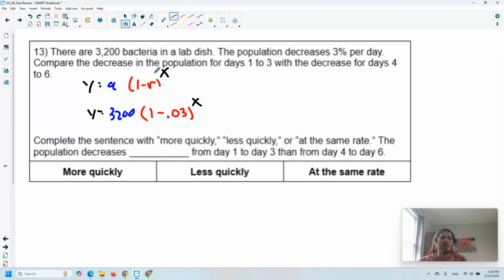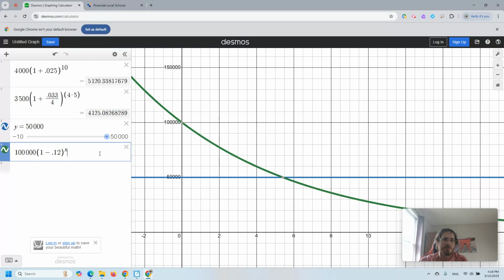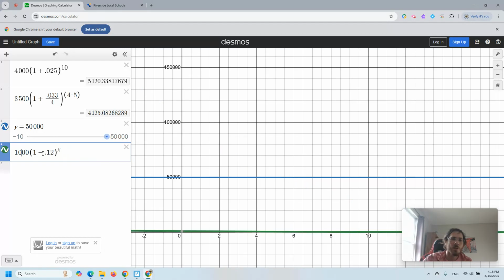That's our setup. So we're decreasing. It says compare the decrease in the population from days 1 to 3 with the decrease from 4 to 6. Complete the sentence with more quickly, less quickly, or at the same rate. How does the population decrease from 1 to 3 versus 4 to 6? So let's go ahead and plot this. 3,200 times 1 minus 0.03 to the x will be that.